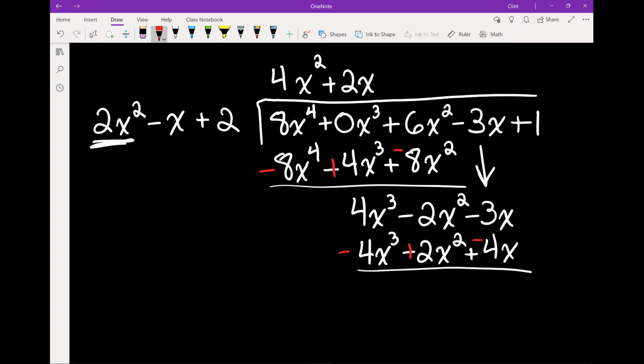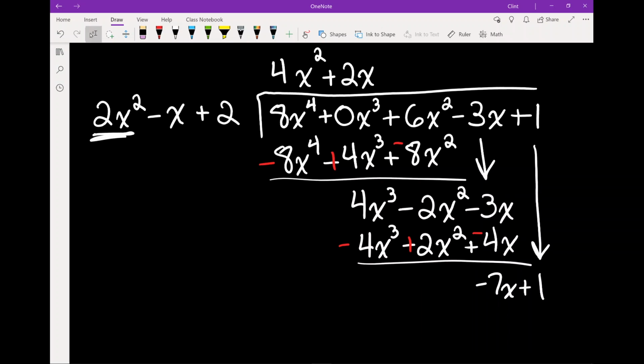4x cubed minus 4x cubed is 0. Negative 2x squared plus 2x squared is 0. So the only one we're going to have anything left on is the last one. We've got negative 3x minus 4x. So we're going to get negative 7x here. Bring down our next term, which is plus 1. And this is going to be our remainder.